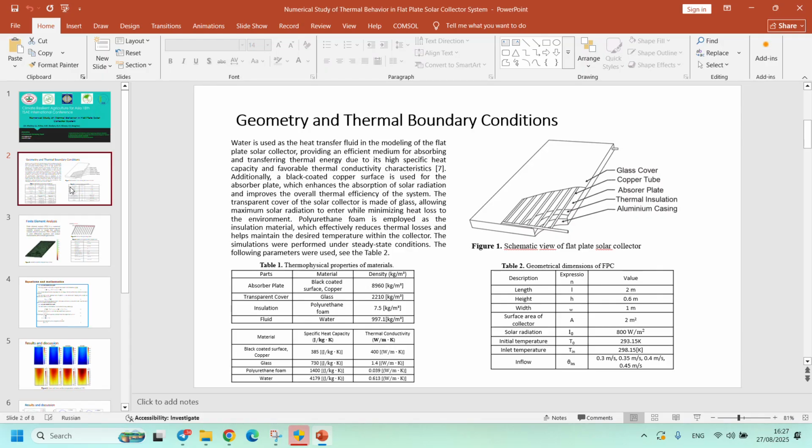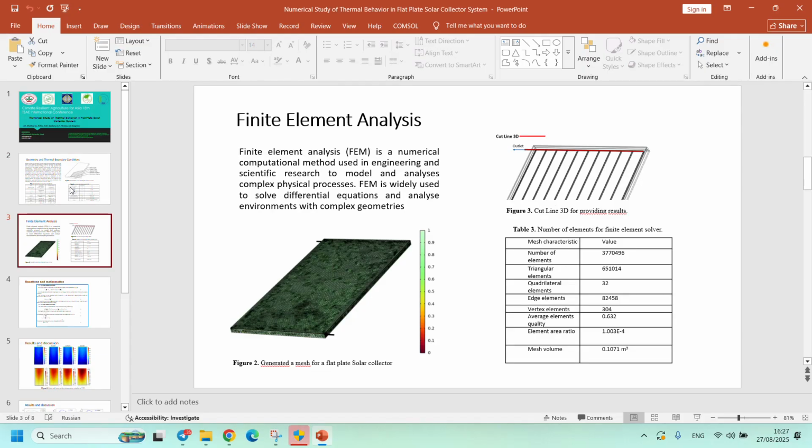The parameters used are given in Table 1 and Table 2. The material properties of the system are given in Table 1. The geometric dimensions of the flat plate solar collector are demonstrated in Table 2. And we have used the finite element method for modeling.